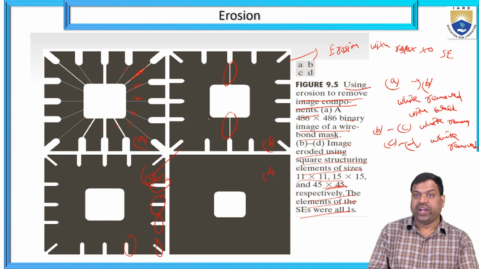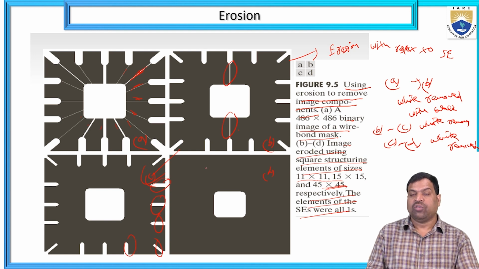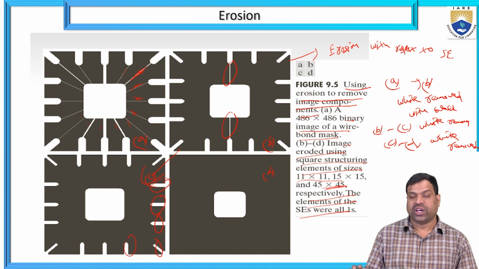So from figure A to B, B to C, C to D, what is happening? The erosion technique is applied. What has happened is we are removing the whitish colors from the image. Why? Because unwanted whites are there, we have to remove them, and black is replaced in their place. So that is the technique of erosion.